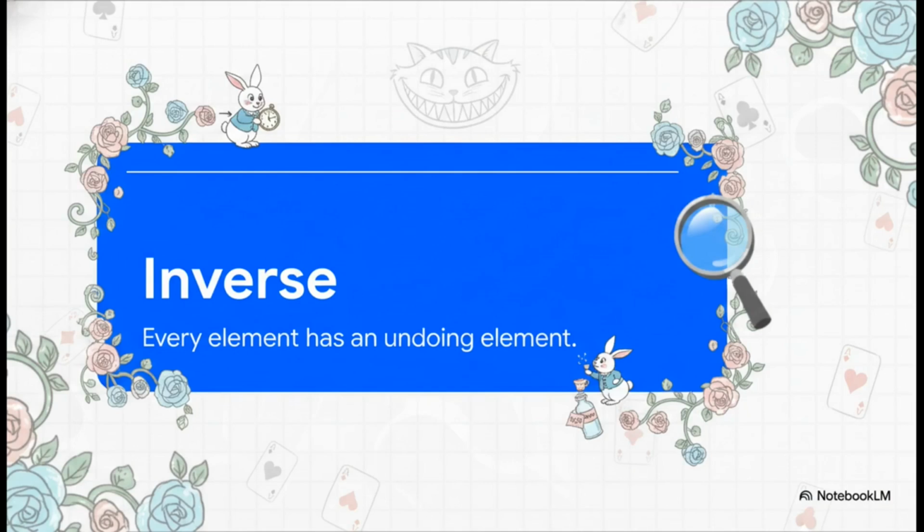Rule number 3 is the inverse. And honestly, this is probably the most comforting rule of this entire mathematical universe. Every single element has an undoing element, meaning for every action you take, there is a specific, almost magical reverse action that brings you right back to the identity, right back to square one. Every action can be perfectly undone.